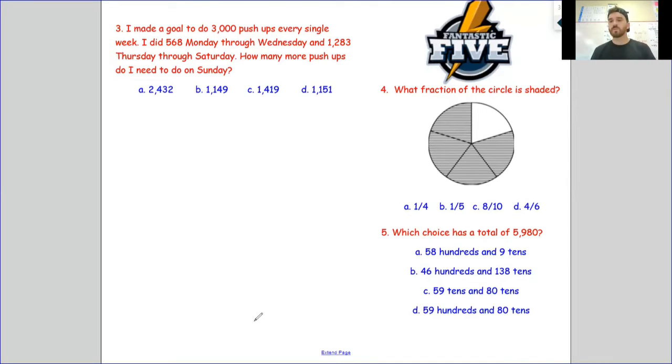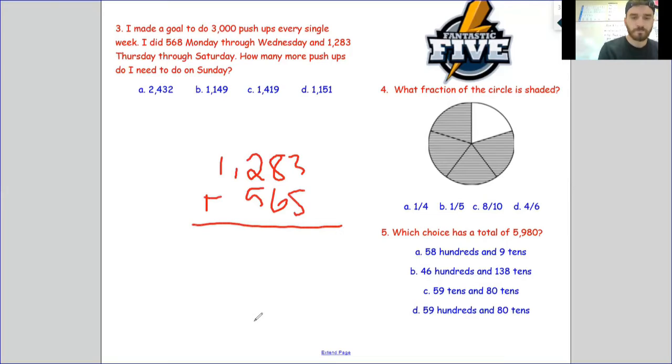Keywords there being how many more, meaning I need to go ahead and subtract. So I'll do this one differently today. Instead of doing 3,000 minus and then minus again, I'll go ahead and add up my 2 totals first. I'll do 1,283 plus 568. So 8 plus 3 gives me 11. 1 stays, 1 goes. 8 plus 6 gives me 14, plus 1 gives me 15. 5 stays, 1 goes. 5 plus 2 gives me 7, plus 1 gives me 8. And bring down the 1, I get 1,851.